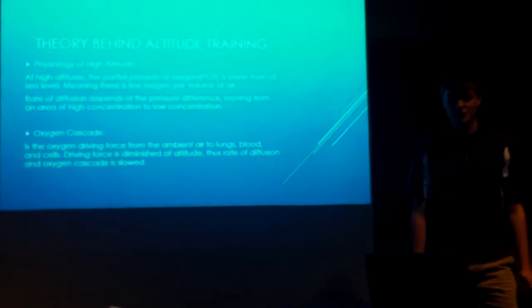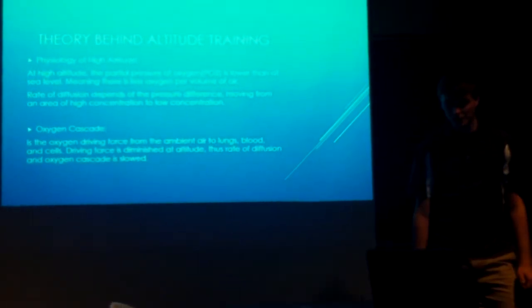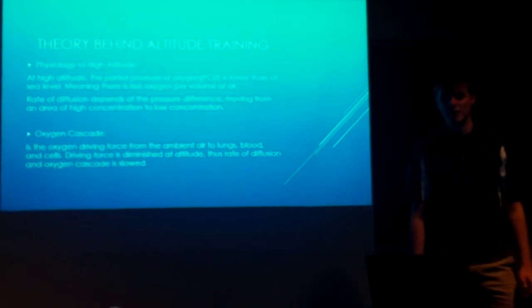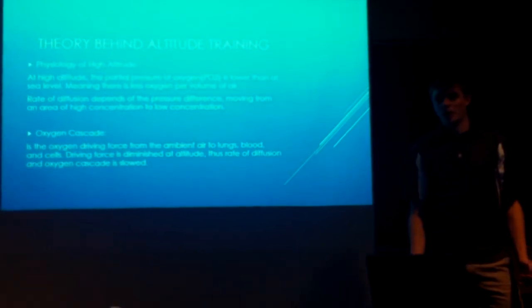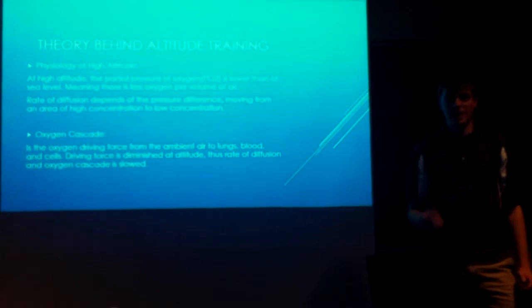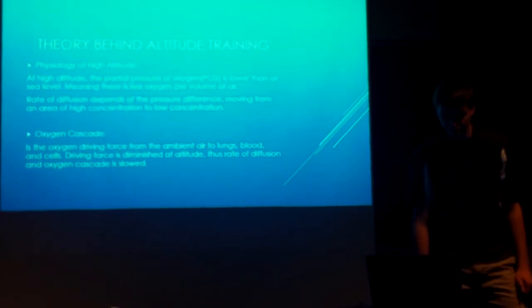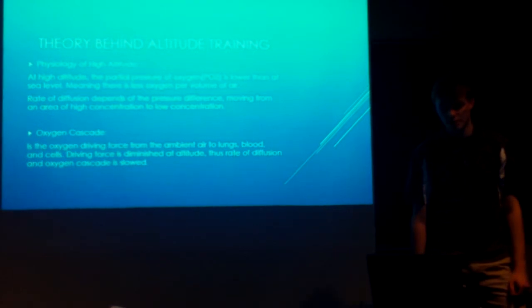So the theories behind altitude training. You've got the physiology of high altitude. At high altitude, the partial pressure of oxygen is lower than at sea level, meaning there is less oxygen per volume of air. So basically, you're breathing 21% oxygen at sea level and at altitude. However, there's less volume, less pressure on the oxygen. So this really cuts back on the amount of oxygen that you're able to absorb into your body. So this lowers the rate of diffusion that depends on that pressure.